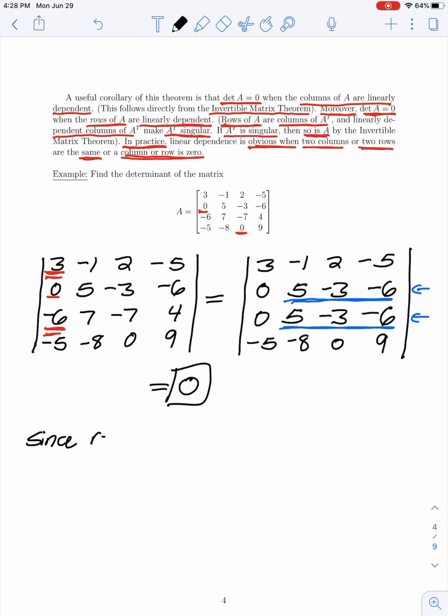since rows 2 and 3 are linearly dependent.